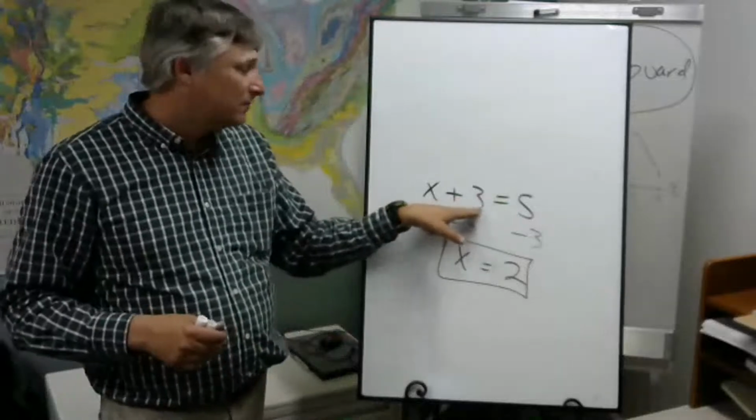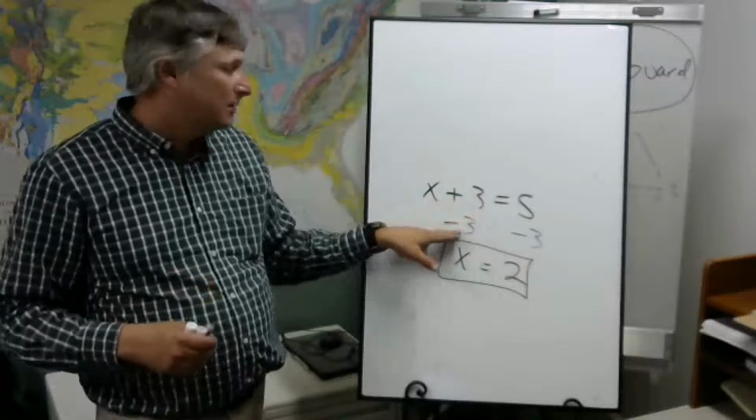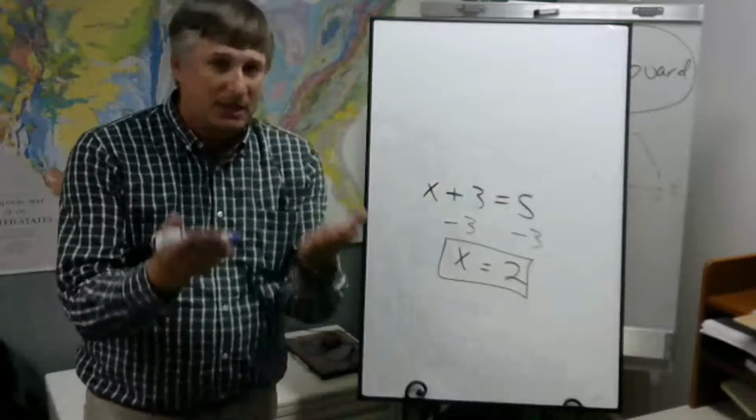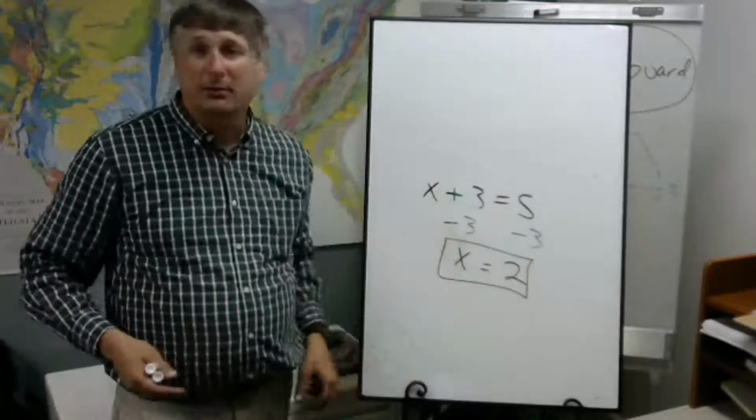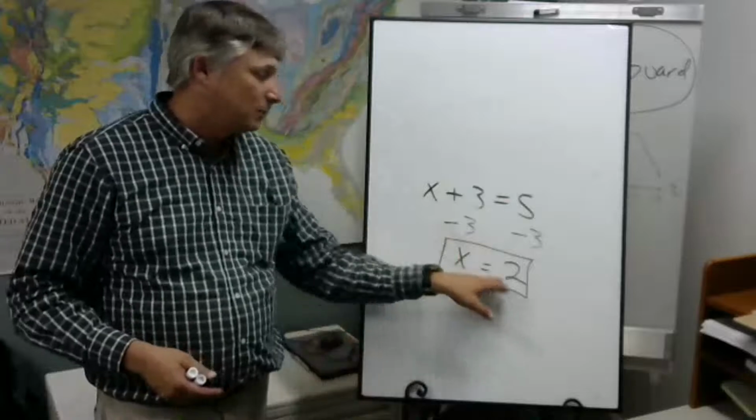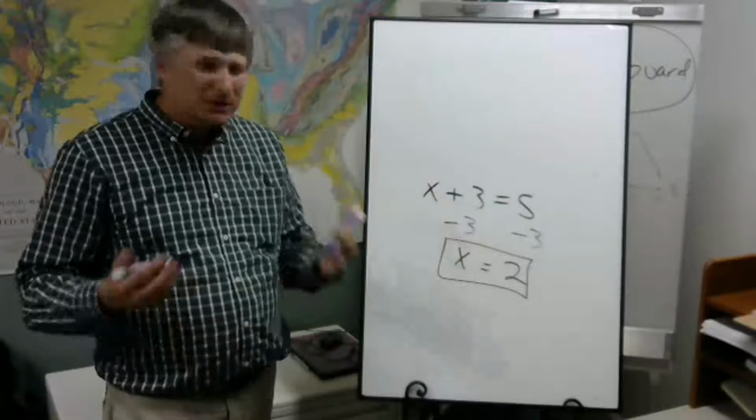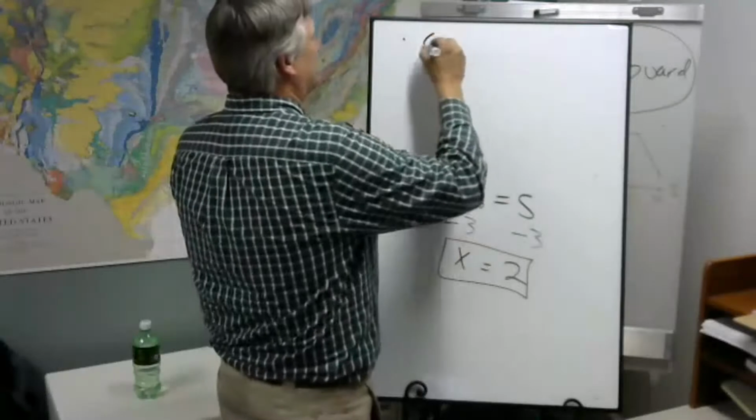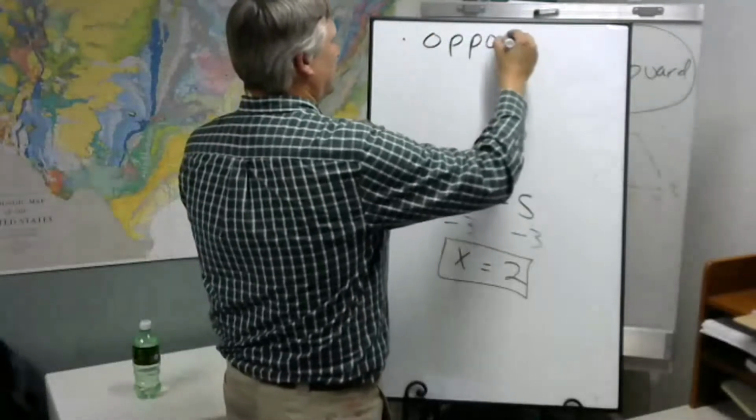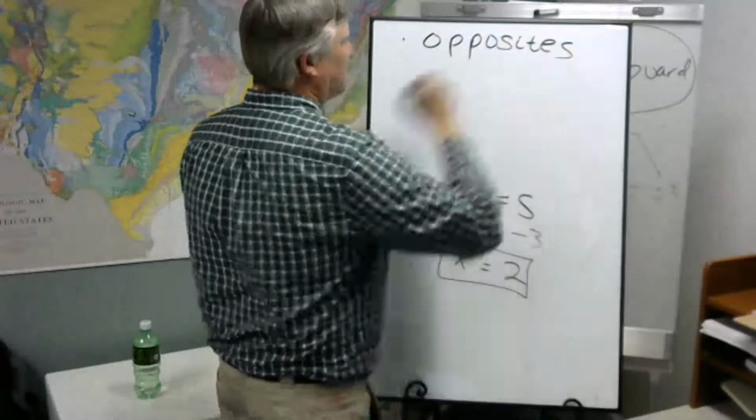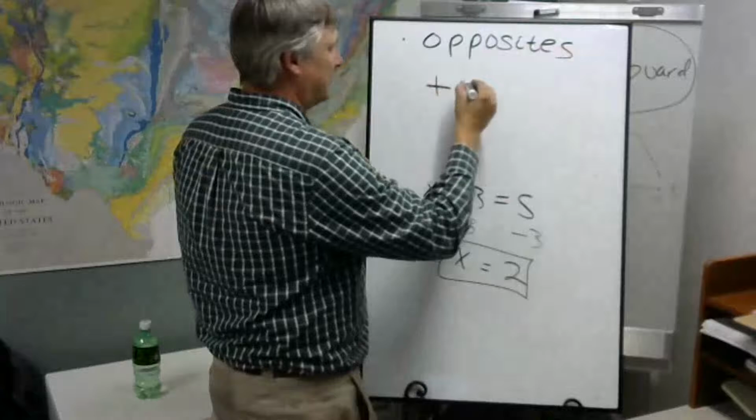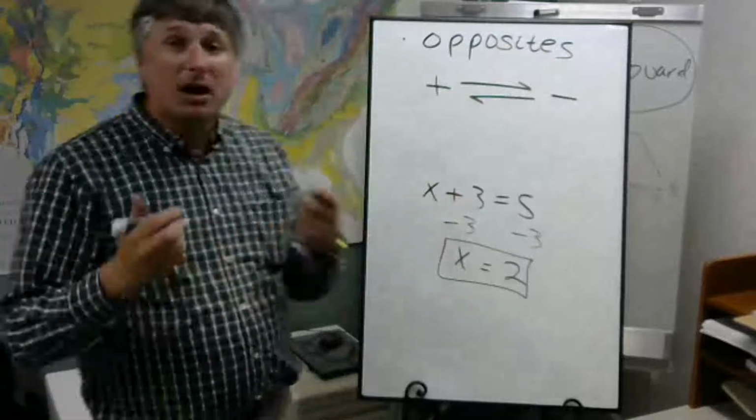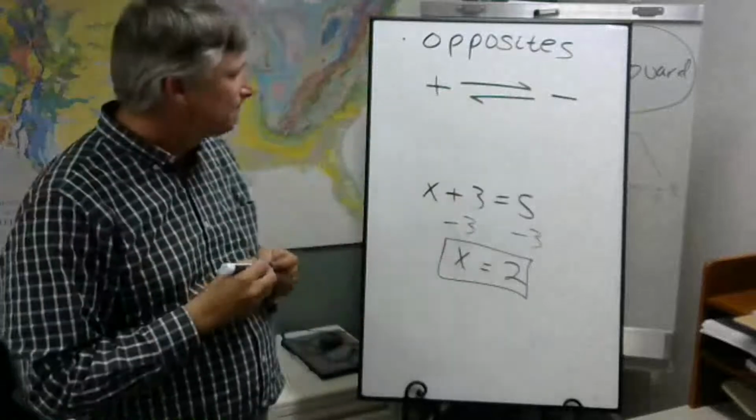So here we're adding 3. We want to make this into 0. We do the opposite. We subtract 3. So when this becomes 0, that just leaves x by itself. But to keep things balanced, we also have to subtract 3 from the other side. So we get x equals 2. So let's take a look at opposites. Let's look at how we cancel things. So first off, addition and subtraction are opposites. They undo each other. They cancel each other out.